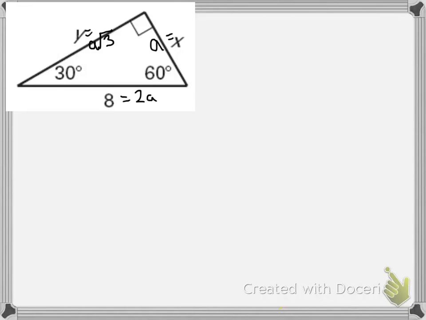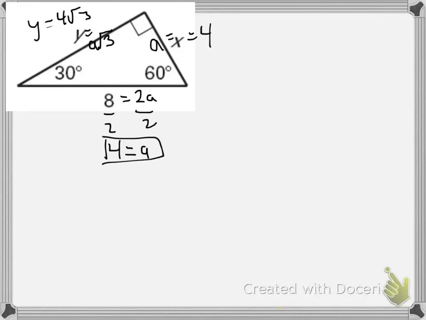Okay. Now I don't know a, but I can solve for it. So I'm going to divide by 2, and I get a equals 4. Since a is 4, that means x is 4. Since a is 4, we can go here and say y equals 4 root 3. And essentially we've solved it.